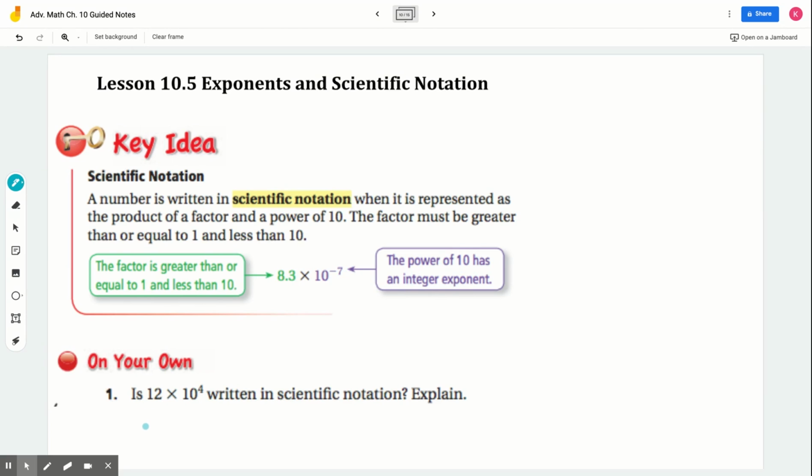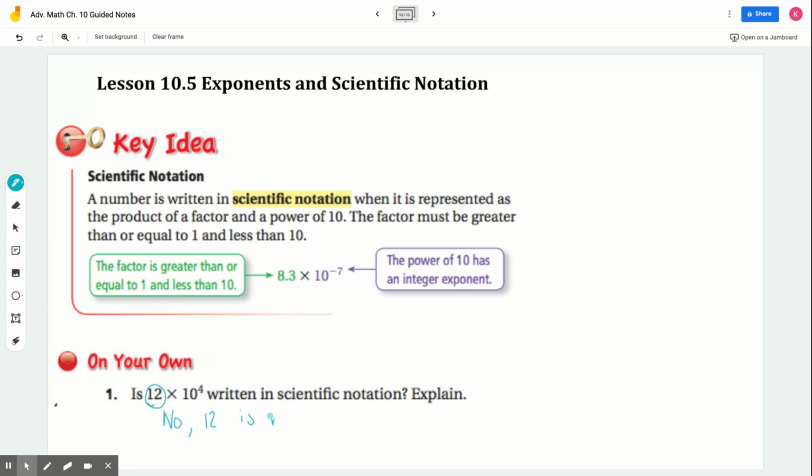Here on number 1, it says, is 12 times 10 to the 4th written in scientific notation, and explain. Go ahead and take a minute to write your answer to number 1. With number 1, you should see that the answer will be no, this is not written in scientific notation. It is not written in scientific notation because the factor is not between the numbers of 1 and 10.